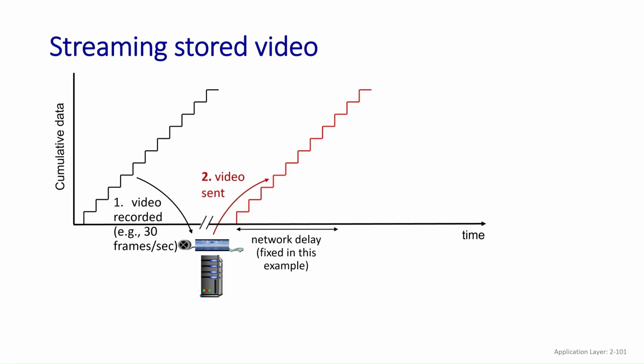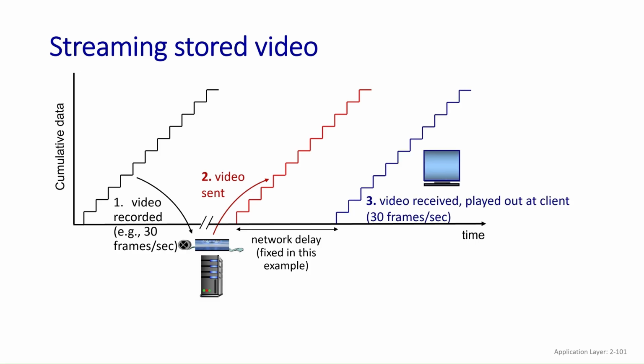Now the server is sending this video to a client, and obviously this involves certain network delays. After this much time, the client will start receiving the video, and ideally, after this time, the client will play the video at 30 frames per second.